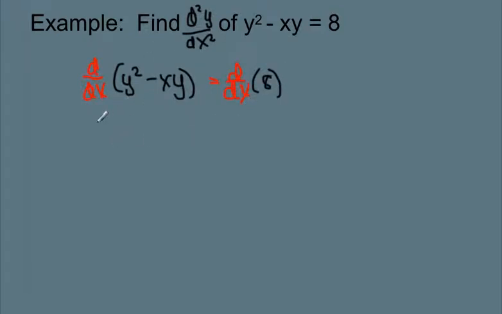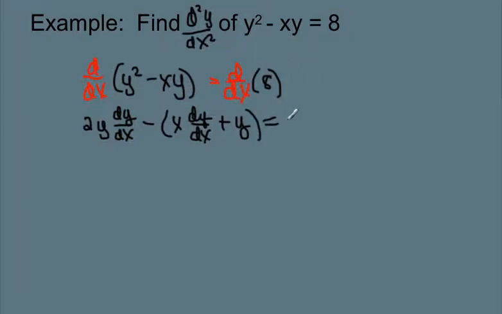So when I take the derivative of this, it's going to give me 2y, but then I'm going to take the derivative of y with respect to x, so that's dy/dx, minus the derivative of xy, which is going to be x times the derivative of y, which is dy/dx, plus y times the derivative of x, which is just 1. And the derivative of 8 we know is 0.